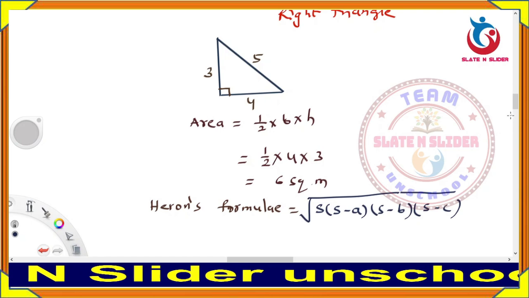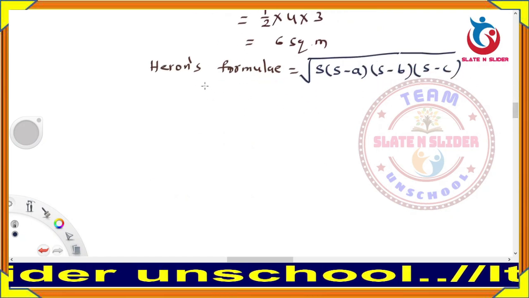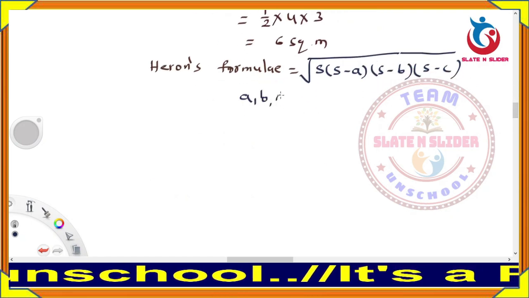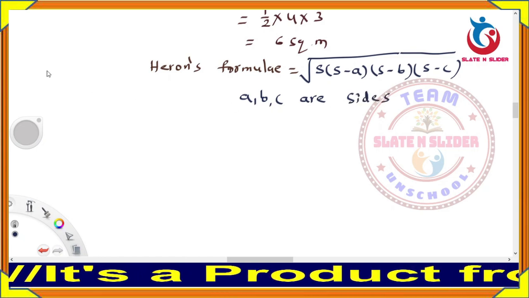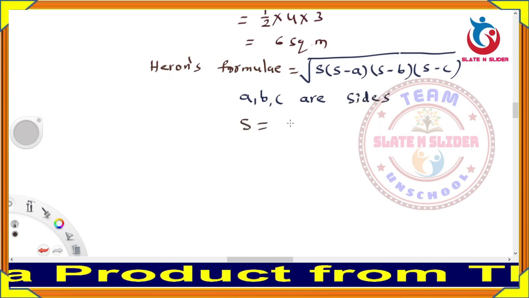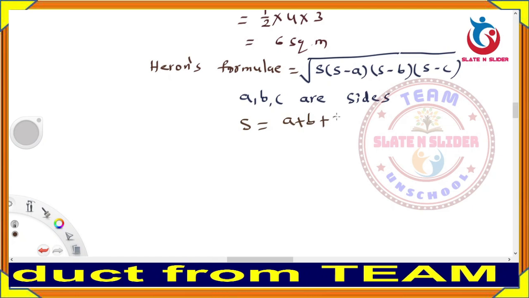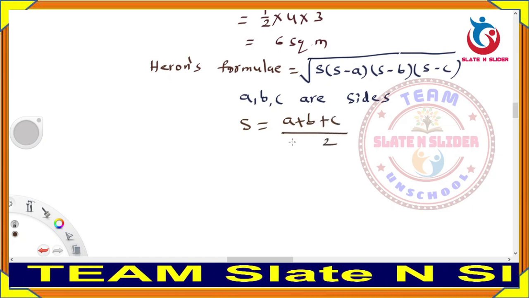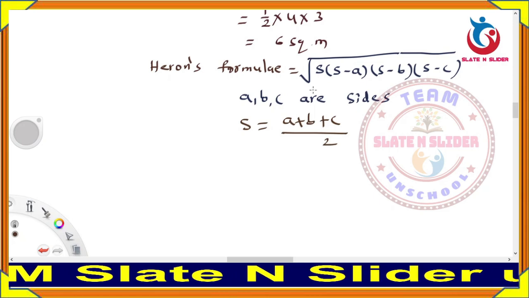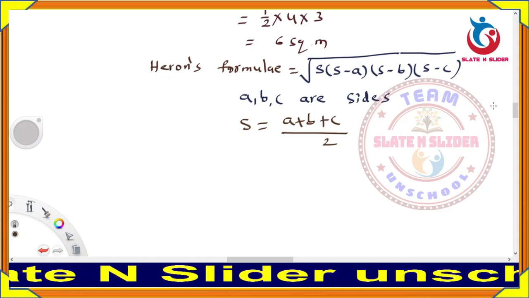Here a, b, c are sides. I will write here a, b, c are sides. Then what is s? So s is equal to the perimeter of the triangle by 2, that means half of the perimeter. So by finding s we can find the area of the triangle.